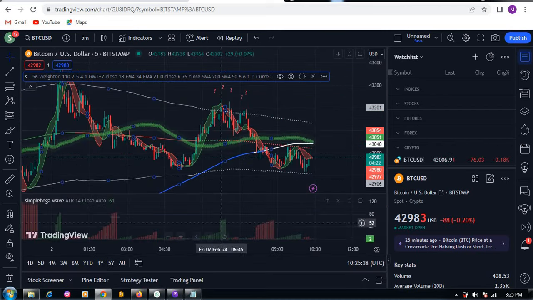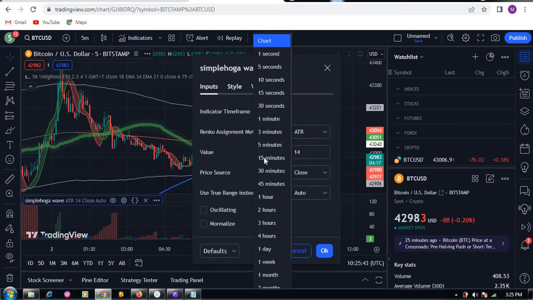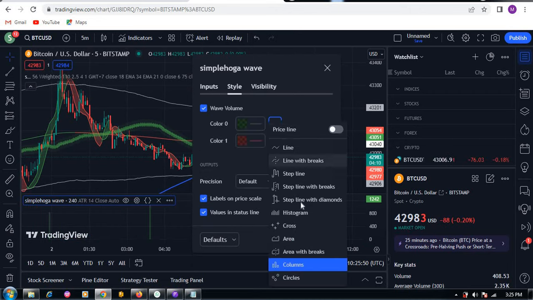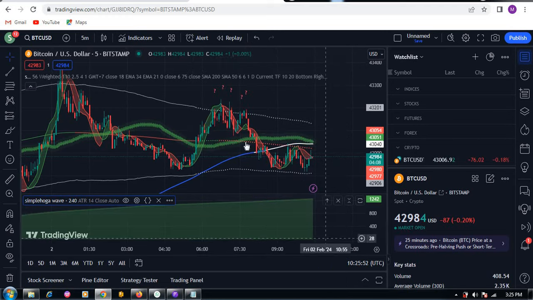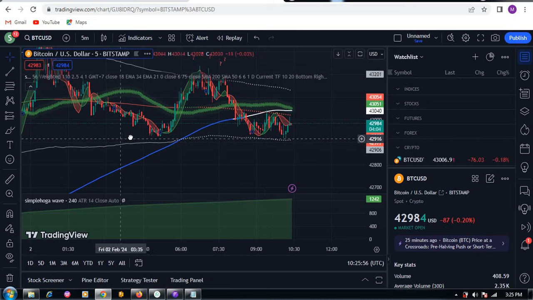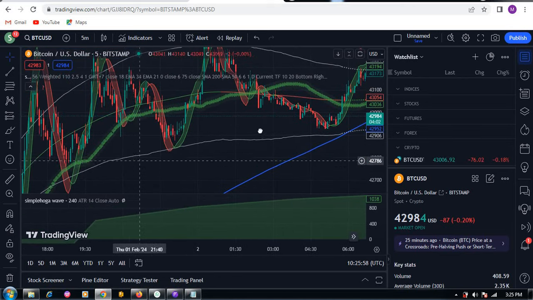When I go to chart, you can see this setting. I am using 5 minutes, so you need to select forward, then oscillator, then go to style, go to area. Okay, now you can see the results. It will give you amazing results.